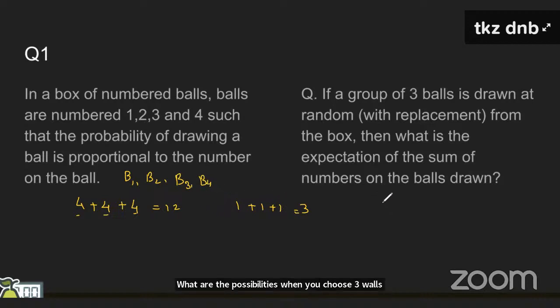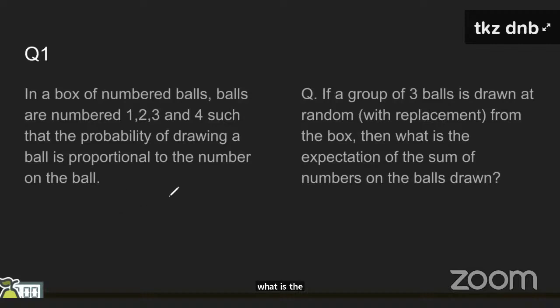The possibility can be 1 plus 2 plus 2, right? 2 plus 2 plus 2 is also possible. So they are asking what is the expectation of the sum? Generally, expectation is nothing but the mean of those values, whatever sum you can have.